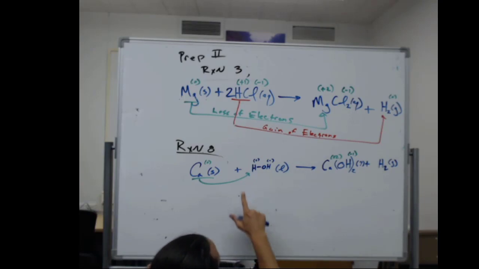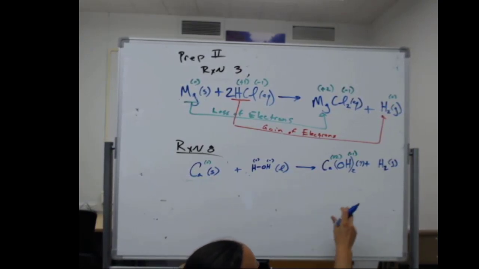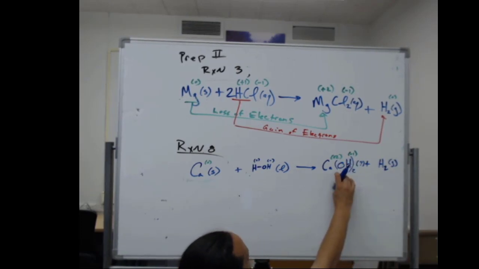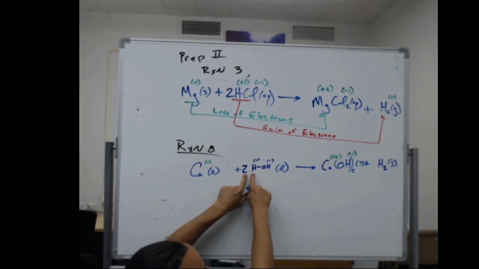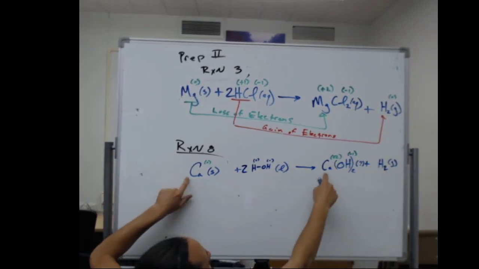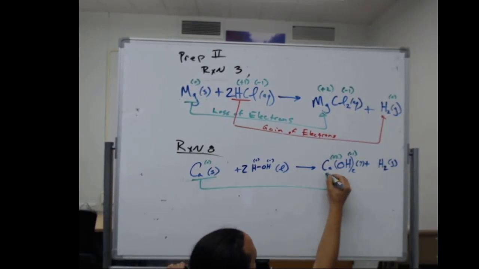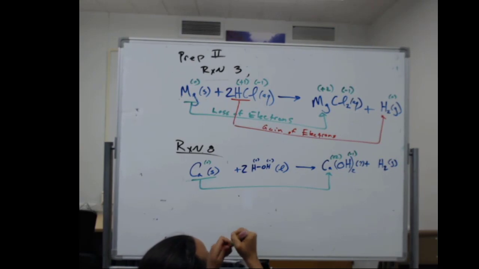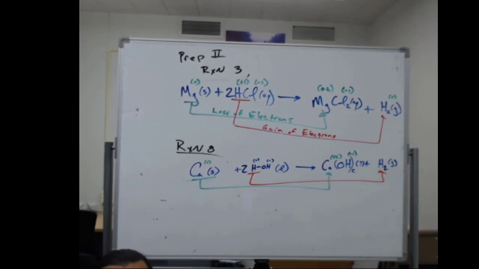I'm going to balance this chemical reaction before we go too much further. I've got 2 hydroxides, so I'm going to put a 2 here. That's going to give me my 2 OHs. That's also going to give me my 2 hydrogens. That's balanced. I can see the same kind of redox reaction happening. Loss of electrons from the calcium, gain of electrons to the hydrogen. Really, very similar to reaction 3.